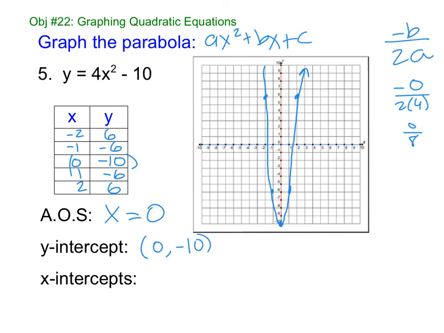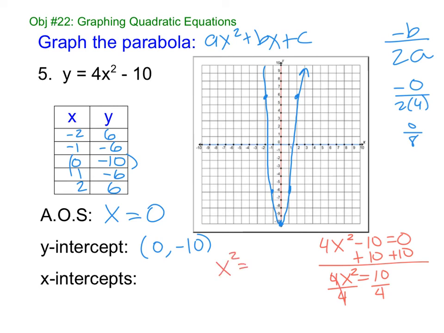Now we have to solve. So how do you solve 4x squared minus 10 equals 0? Well, notice there's only an x squared in the problem. So I'm going to add 10 to both sides. 4x squared equals 10. Divide by 4. X squared equals 10/4. Take the square root of both sides. Plus or minus the square root of 10 over the square root of 4, which is 2. So that's my answer. Again, if you want to put it in the calculator, you can. All right, and that's it.